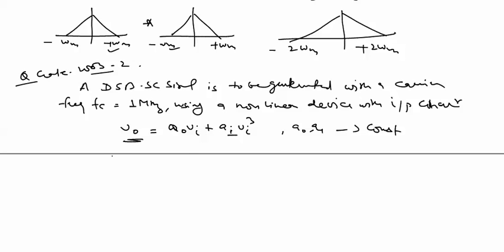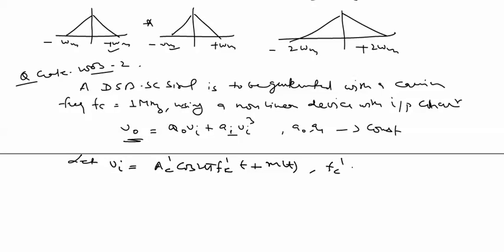Let V in equal Ac cos 2 pi fc dash t plus m(t), where m(t) is the message signal and fc dash is 1 megahertz. Then calculate fc dash in megahertz.